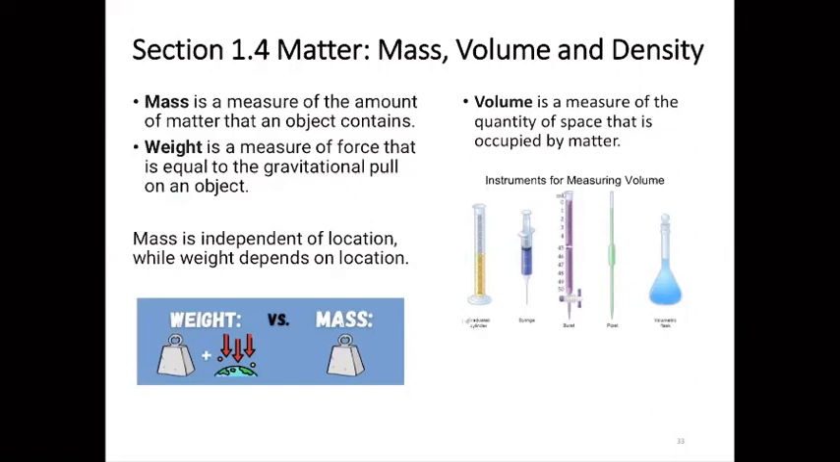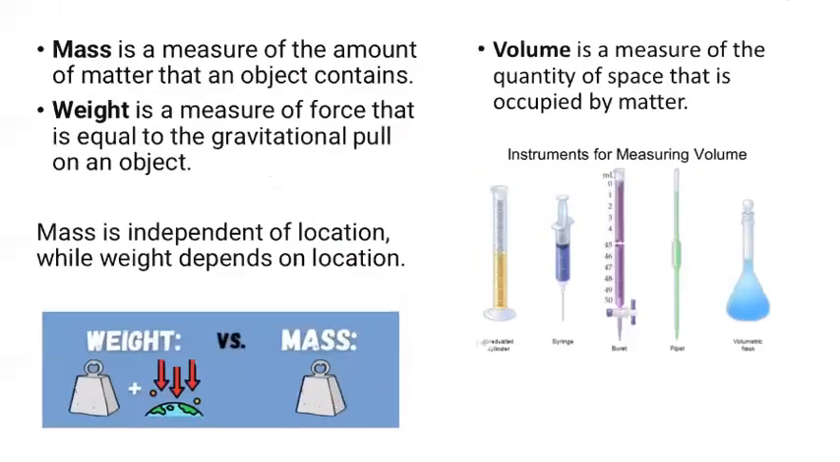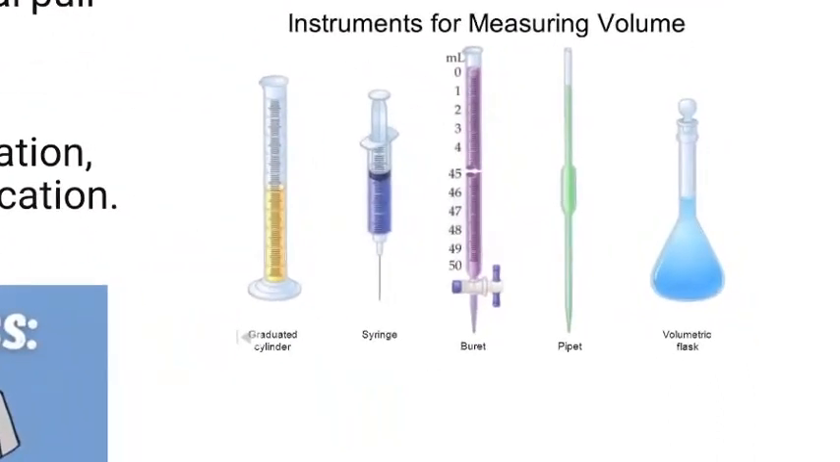Volume, on the other hand, is a measure of the quantity of space that is occupied by matter. And in the laboratory, we have different instruments, as you can see here, to measure volume. Graduated cylinders, syringes, burettes, pipettes, volumetric flasks.